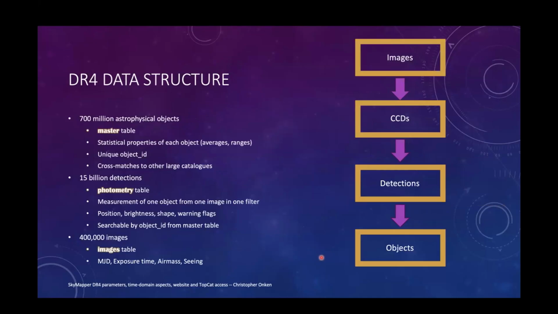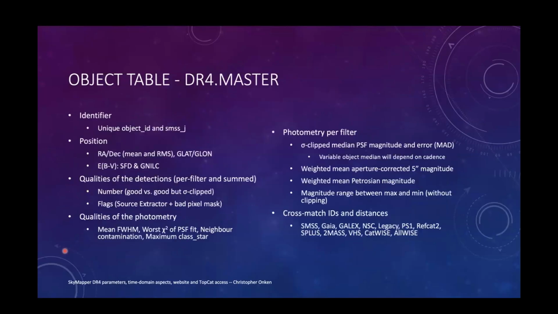Now, in terms of generating the data structure, the logical progression is that the telescope takes images, those images have CCDs, and on the CCDs you measure the detected objects, and then from that set of detected objects you measure properties of the actual astrophysical objects. But the way that you'll probably want to address the SkyMapper data set is by starting with those particular objects and working your way then to the individual measurements in the photometry table, and then, if you need it, the properties recorded for the image as a whole. We'll go through that in a little bit more detail.